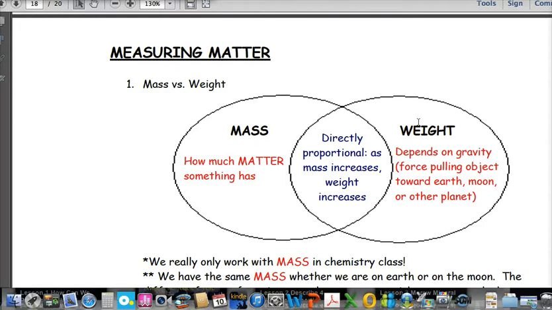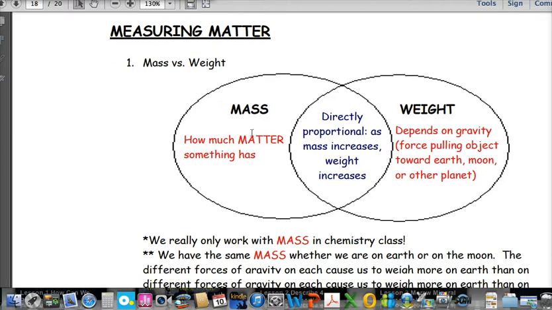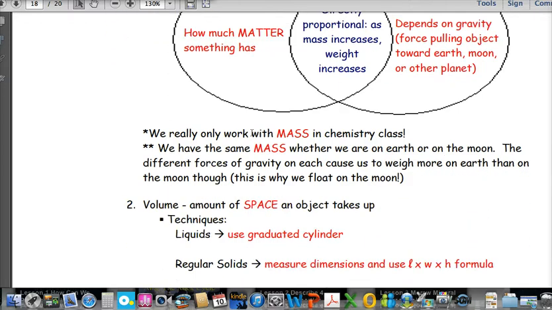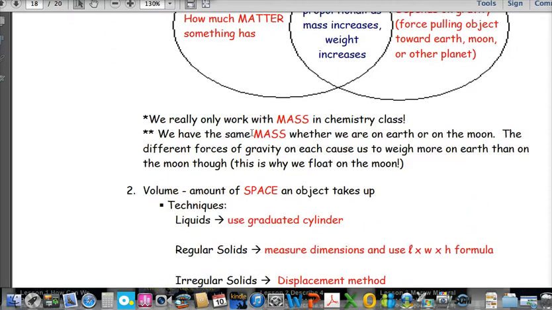So scientists cannot use something that varies like that. Mass does not vary, it's not dependent upon gravity, so we only use the mass of an object. And that's what it's talking about, as you can see right here.